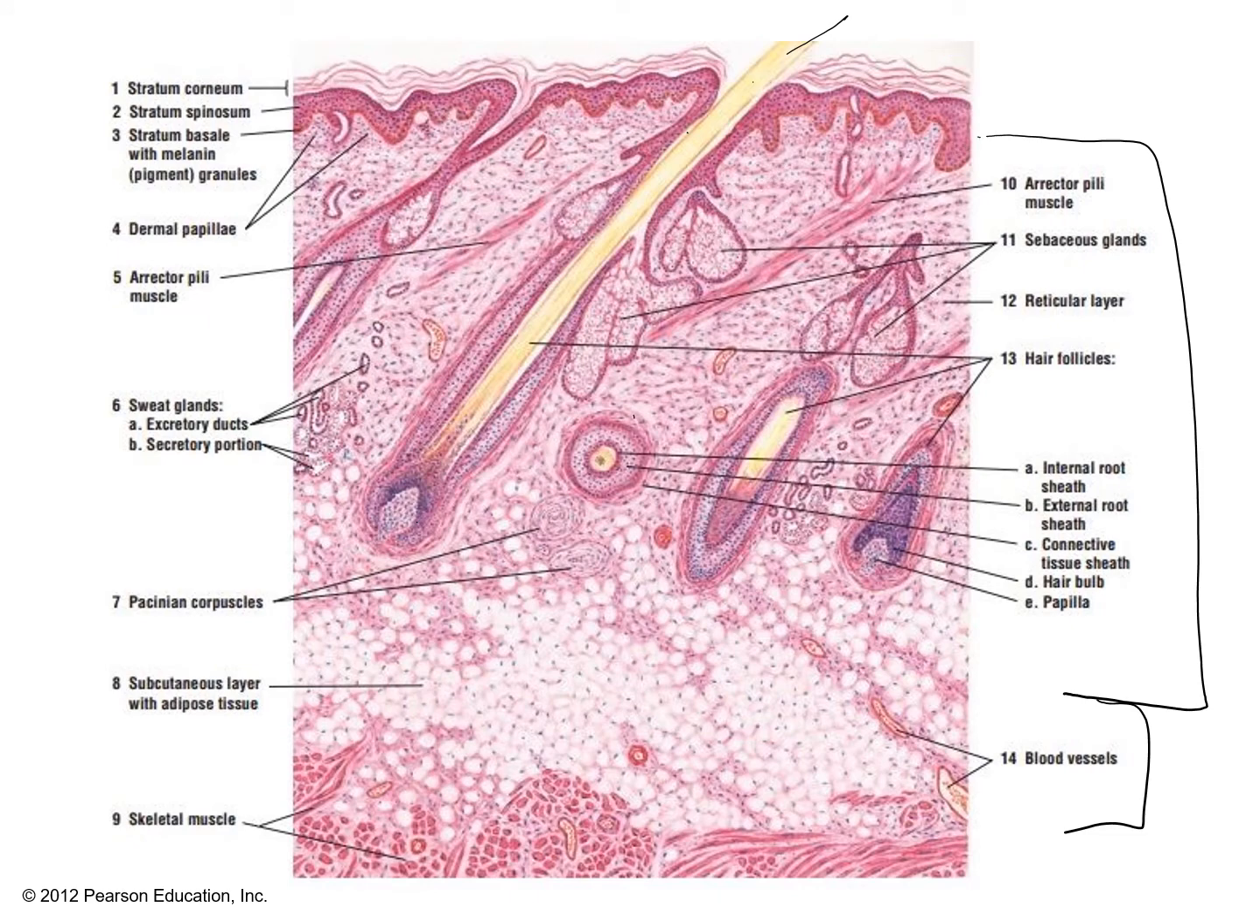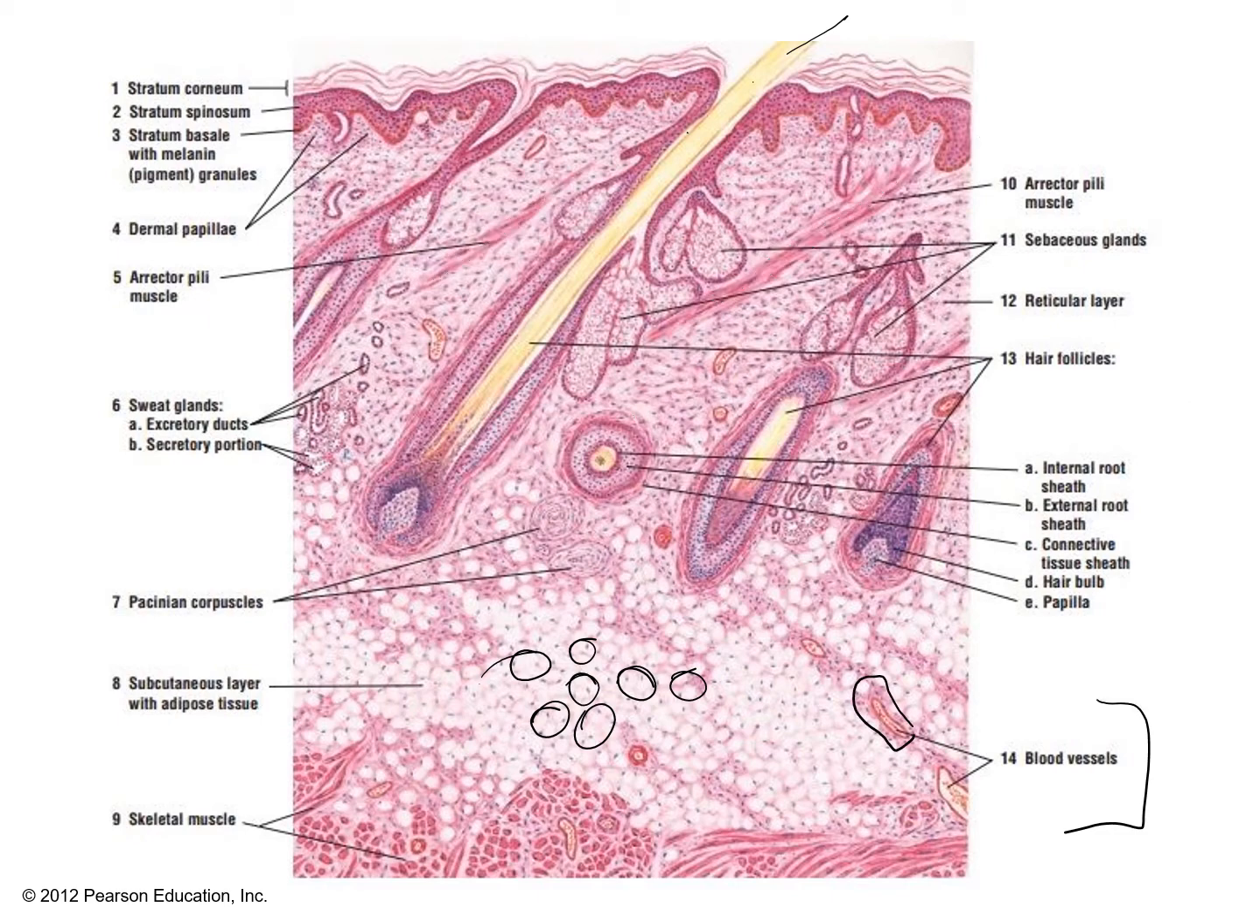right? Another structure you can see here is actually this structure. That's our erector pili muscles, this one and this one over here. So this is erector pili, and this is mostly our adipose tissue, right, in the hypodermis. Here's some blood vessels. Okay, so this is a photomicrograph of the thin skin with hair and hair follicles.